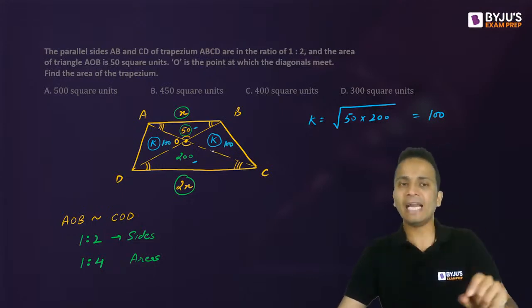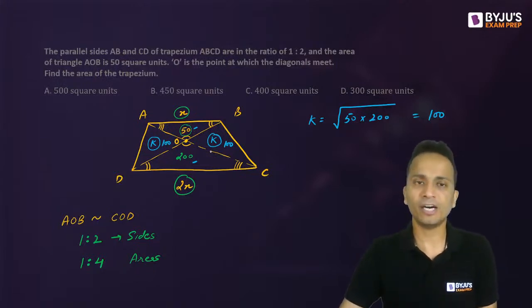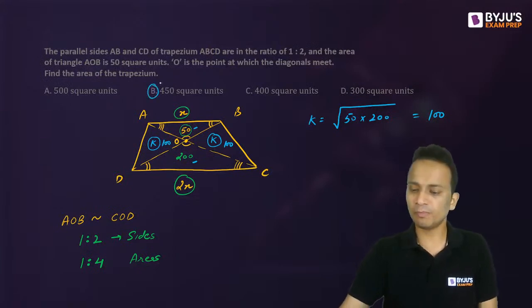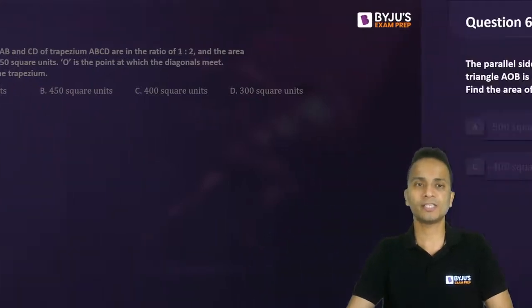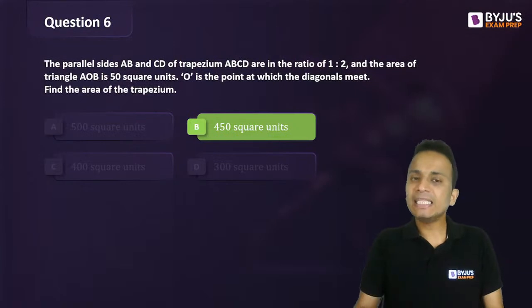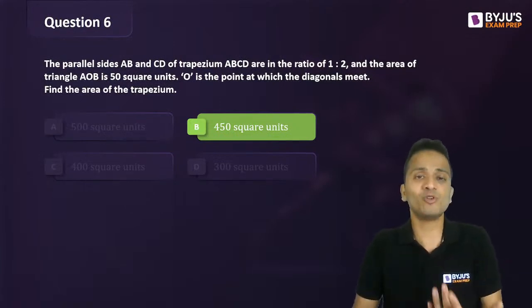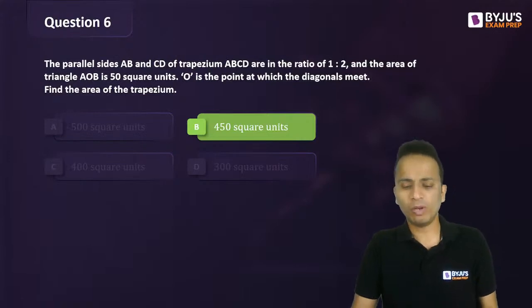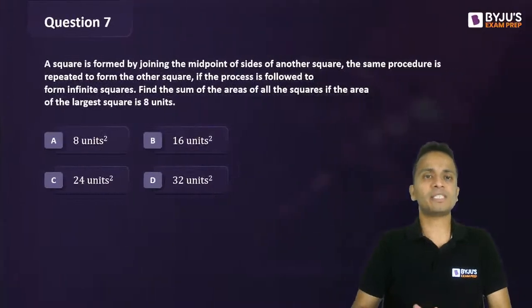So now you can add up all these values and get the total area of this trapezium. So the total area of this trapezium will be option B, that is 450 square units. Okay. All right. Are you understanding these concepts? Now, if you remember these concepts, then these questions will become very easy for all of you. Let's move on and look at question number 7.